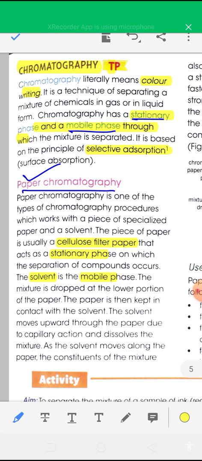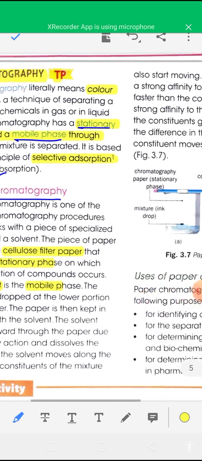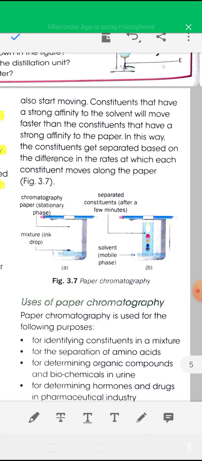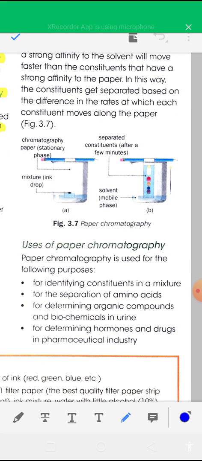and dissolves the mixture. As the solvent moves along the paper, the constituents of the mixture also start moving. The constituents that have a strong affinity to the solvent will move faster than the constituents that have a strong affinity to the paper, and in this way the constituents get separated based on the difference in rates at which each constituent moves along the paper. This is the method. Detailed description of the method is not required, and application you have to read.